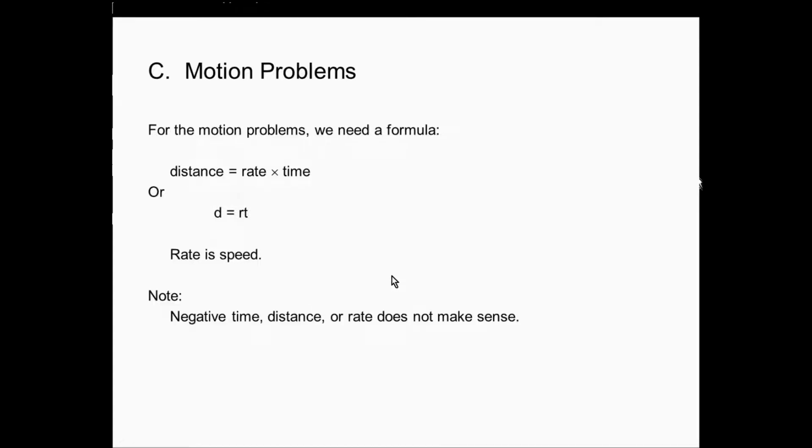So note, negative time, distance, or rate does not make sense. So if you get a negative time, rate, or distance, check to be sure you've made no mistakes, and if you haven't made any mistakes, that means your word problem doesn't have a solution. So some examples.